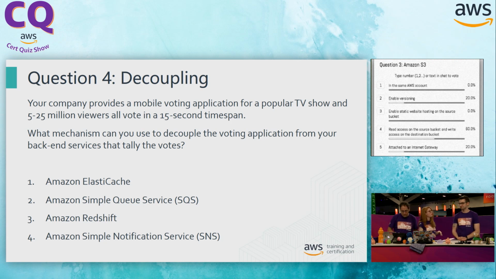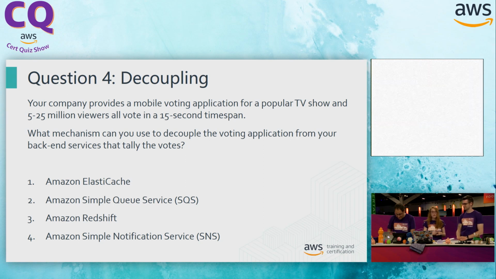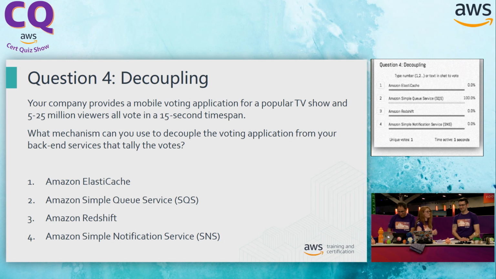Your company provides a mobile voting application for a popular TV show, and 5 to 25 million viewers all vote in a 15-second time span. Oof. What mechanism can you use to decouple the voting application from your back-end services that tally the votes? That's a longer question than we've seen. It is. Yeah, that's a mouthful. So this is an example of a question that just frankly could take you a little bit longer because of the length of it. Sure. So this is really important where you have to pick out those key points.